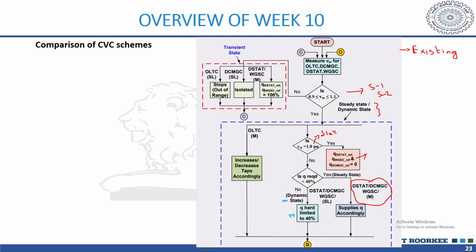Similarly, if the voltage is not within this boundary, means we are at the transient state. So in the transient state, we are utilizing 100% capacity from all the resources. So, okay, this is what the existing is.